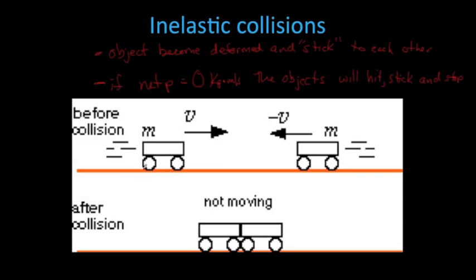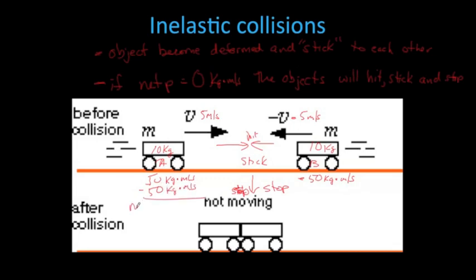So if you have a 10 kilogram mass moving at 5 meters per second to the right, and you have another 10 kilogram mass moving at negative 5 meters per second, which would be 5 meters per second to the left, they will hit and stick and stop. Calculating the net momentum, car A is 50 kilograms times meters per second, car B is negative 50 kilograms times meters per second. If you add those together, 50 plus negative 50, the net momentum is 0 kilograms times meters per second.